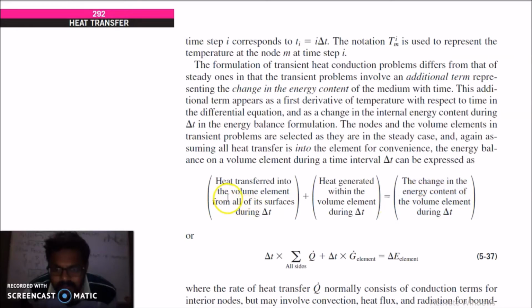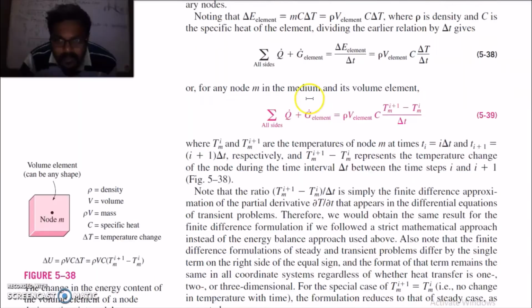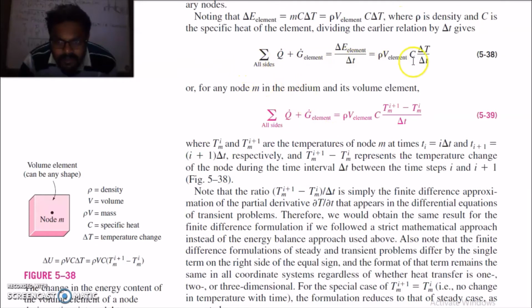So this is your energy balance here. Heat transfer into the volume element from all surfaces plus heat generated within the volume element during time Δt is equal to the change in energy content of the volume element during Δt. Multiply these three terms by Δt, you will get Δt times the summation of Q plus Δt times heat generation is equal to ΔE element. You can divide this by Δt, and you will get this equation.